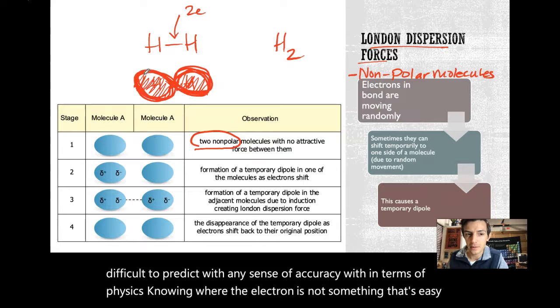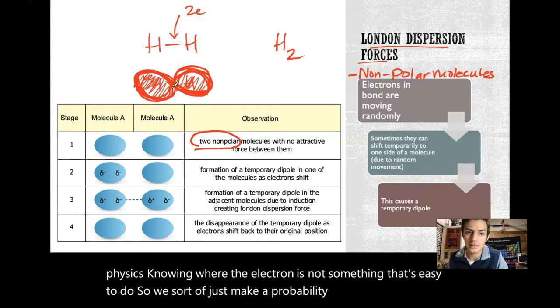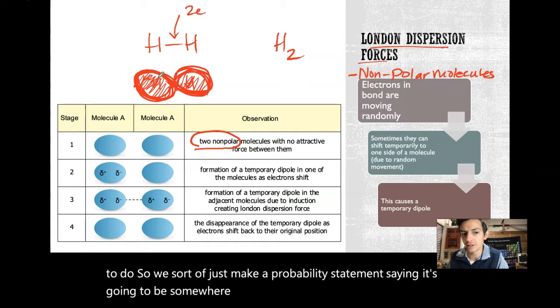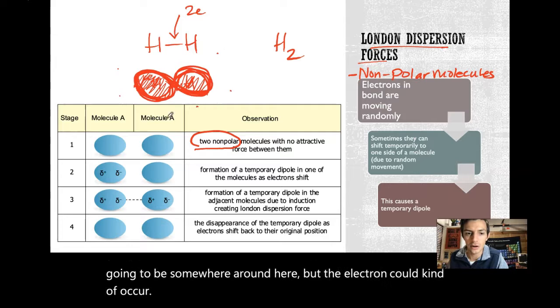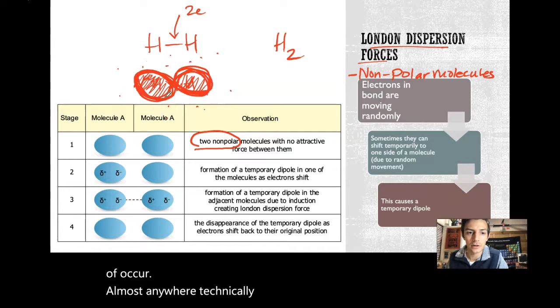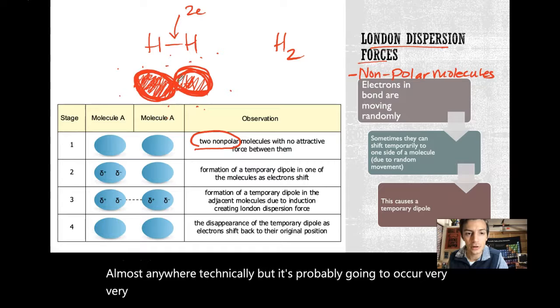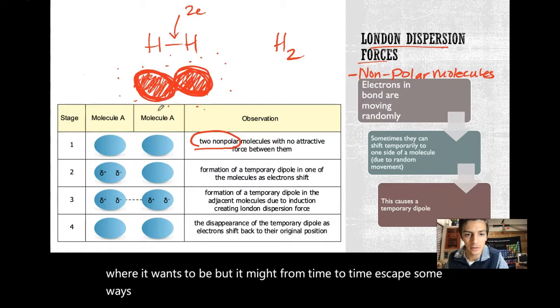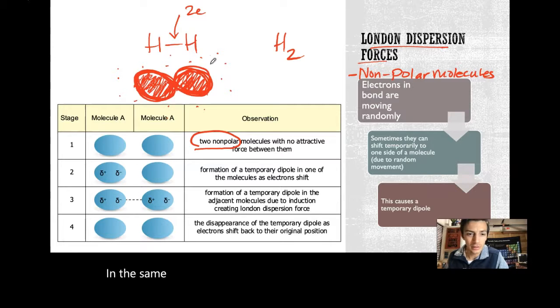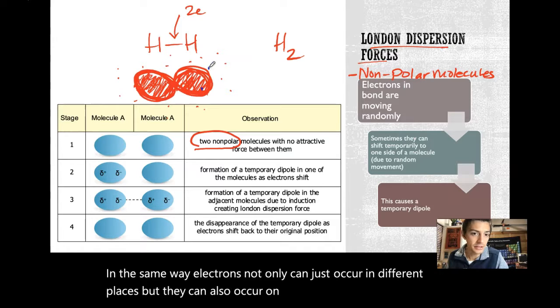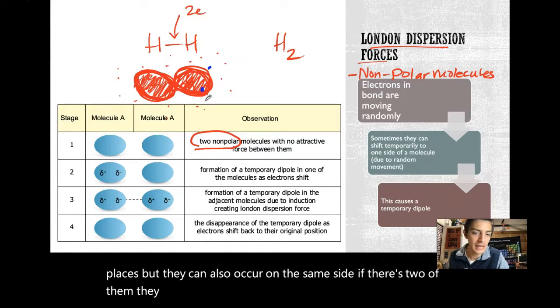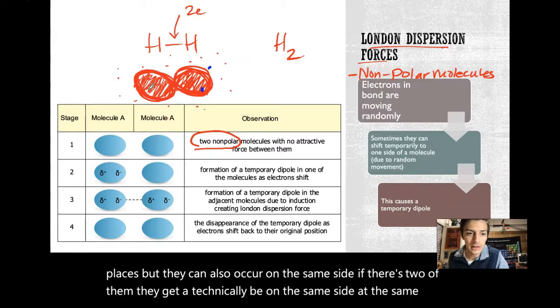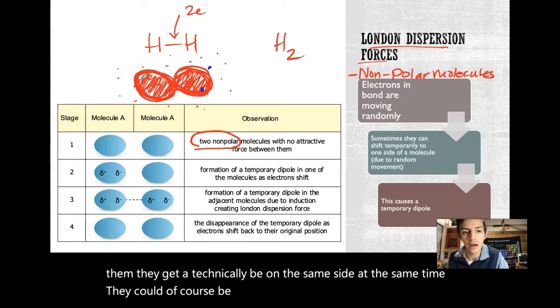So we sort of just make a probability statement saying it's going to be somewhere around here, but the electron could occur almost anywhere technically. It's probably going to occur very, very often super close to the atoms themselves, because that's really where it wants to be. But it might from time to time escape some ways away and float around. In the same way, electrons not only can occur in different places, but they can also occur on the same side. If there's two of them, they could technically be on the same side at the same time. They could, of course, be on different sides. That's probably more often the way that it is.